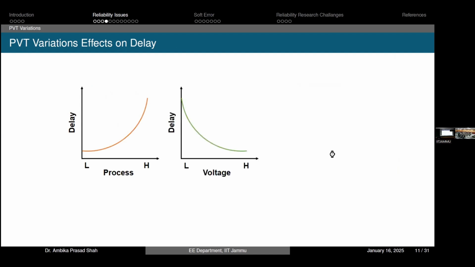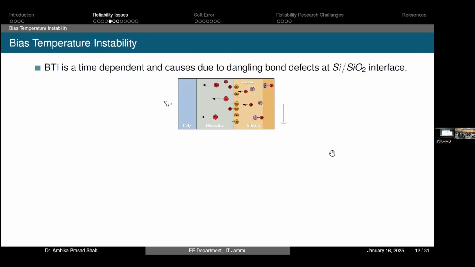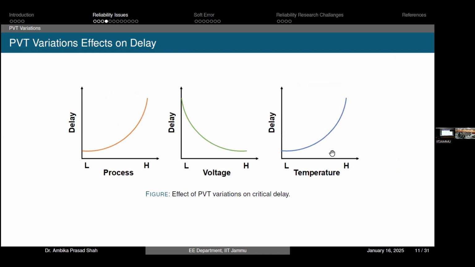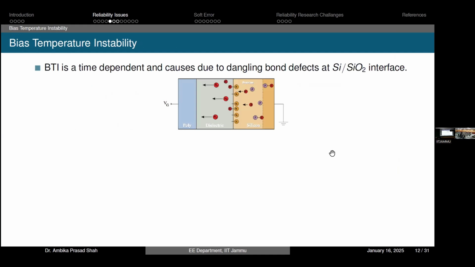This is saying how higher supply variation, process variation, and temperature variation impact the delay. That's fine. I think I have already discussed BTI in the last lecture, so I'm skipping these things.